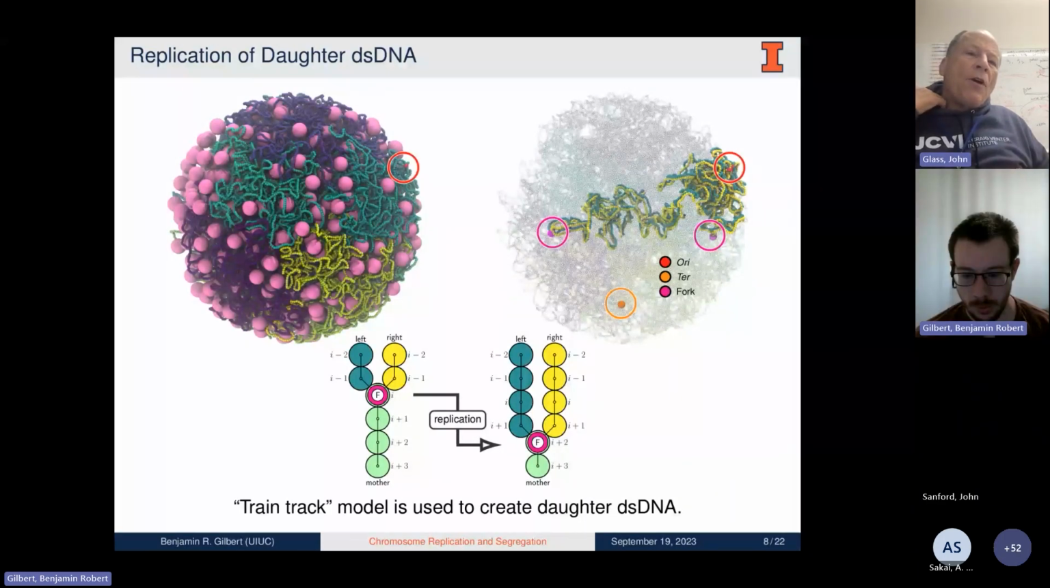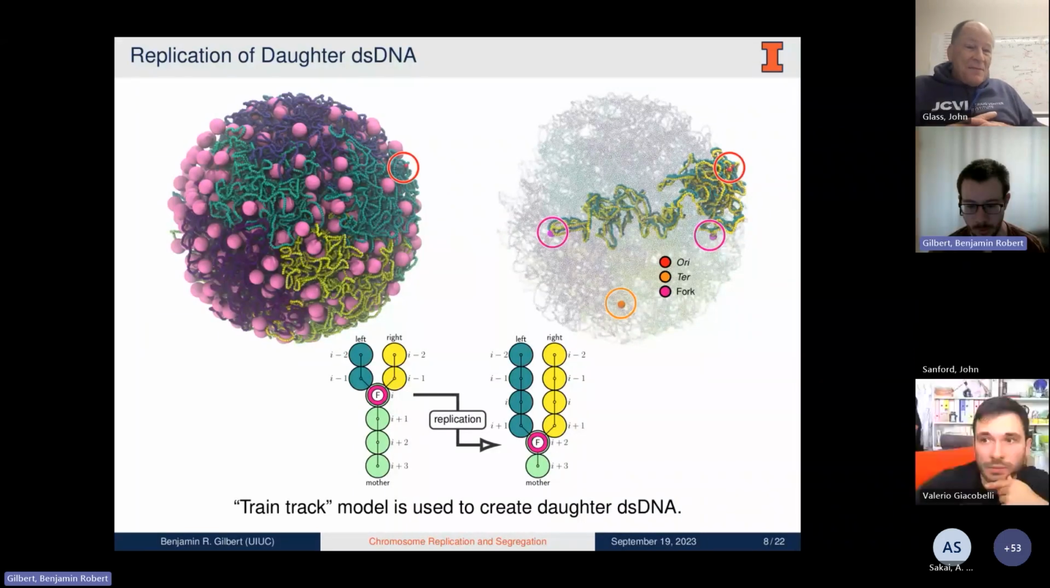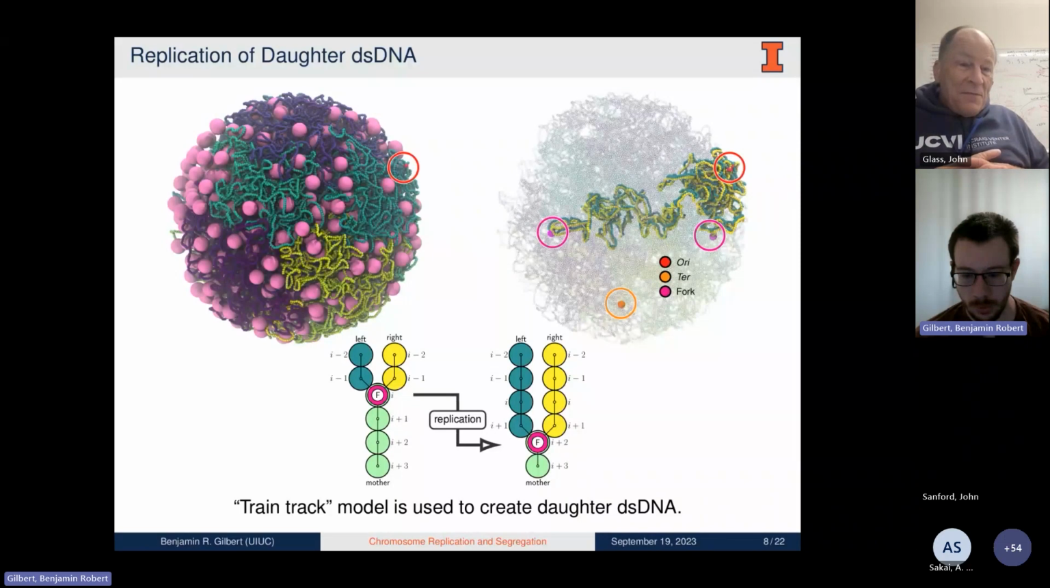Ben, it might be worth noting that the origin to terminus ratio was empirically determined as opposed to theoretically determined. Yes, thank you, John. I failed to mention that. The origin to terminus ratio was measured using qPCR to be 3.4 to 1, and so we're confident that that's correct.